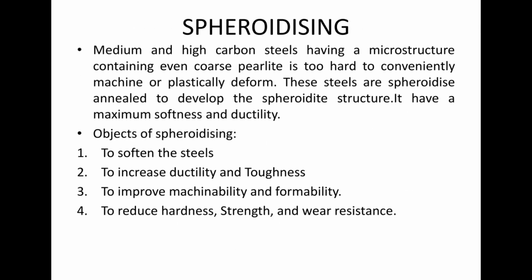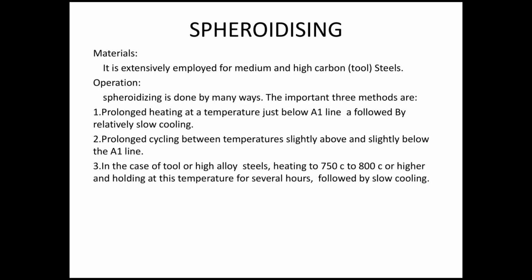The next one is spheroidizing annealing. In this process, the microstructure of the steel is transformed, changing the structure of cementite into a spherical structure. That is why it is called spheroidizing. In this process, the steel is heated below the lower critical temperature, that means below the A1 line, held for a particular period, and then cooled slowly. That time is allowed for cementite to transform into a spherical form. By this process, material ductility is improved. At the same time, hardness is reduced, and that reduced hardness makes the material easier to machine.